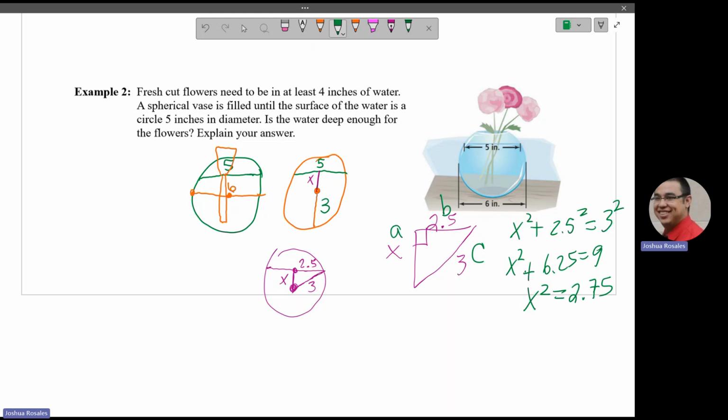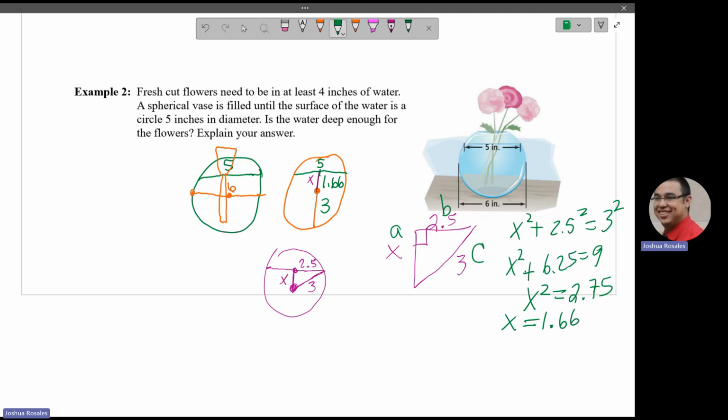I ended up getting 2.75. Last step, take the square root of that. 1.66 is what I got for X when you take the square root of that. So we can put that back in our picture, and that'll go here, 1.66.